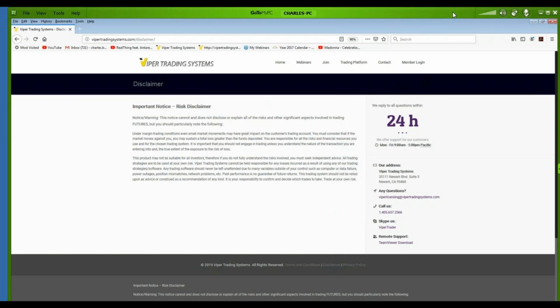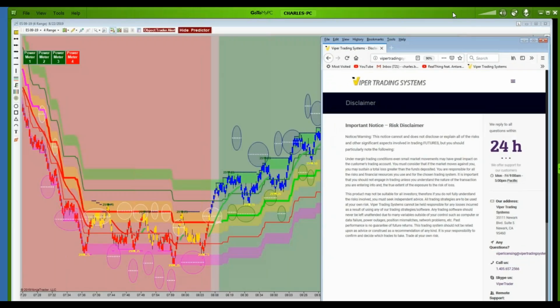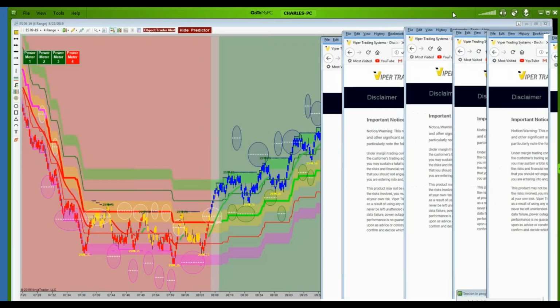Okay, without further ado, let's get on to some charts. And I would like to kick the session off with an ES chart.